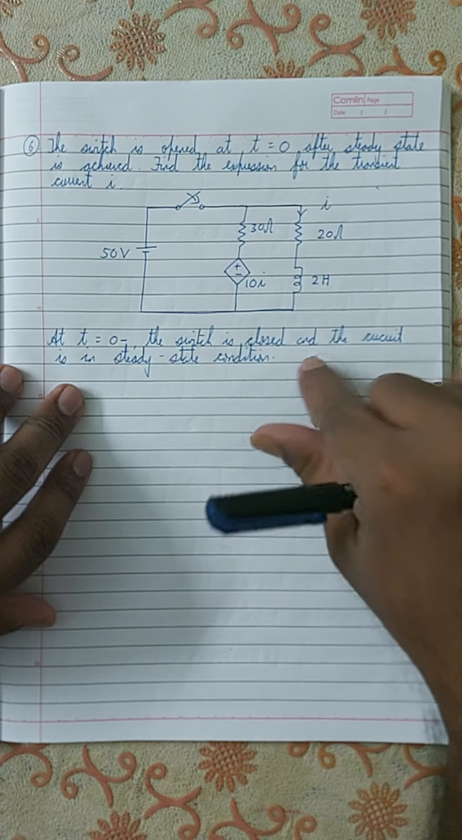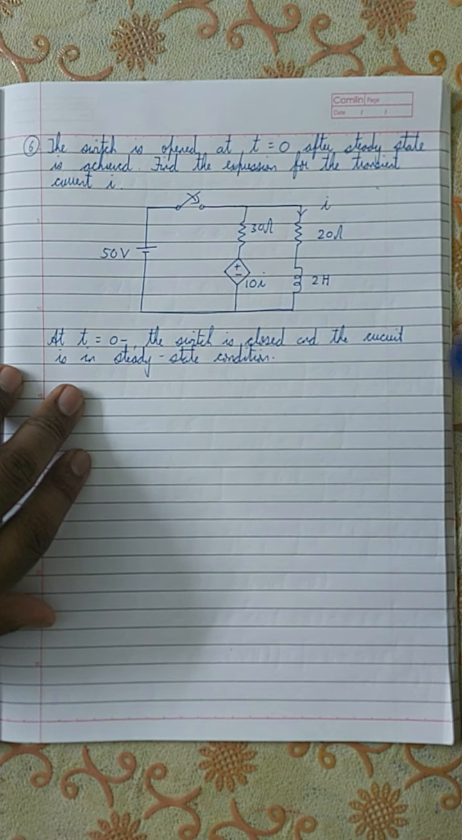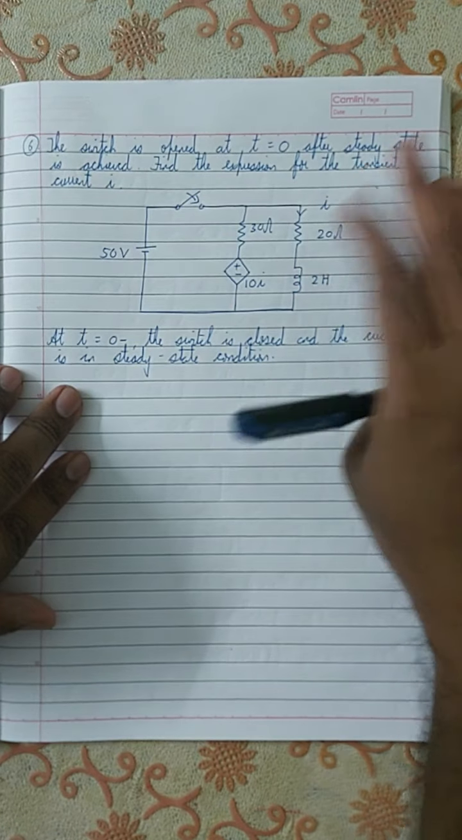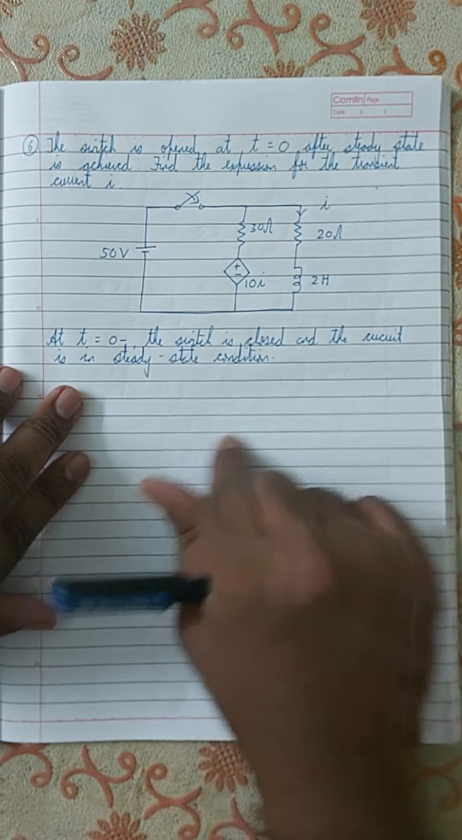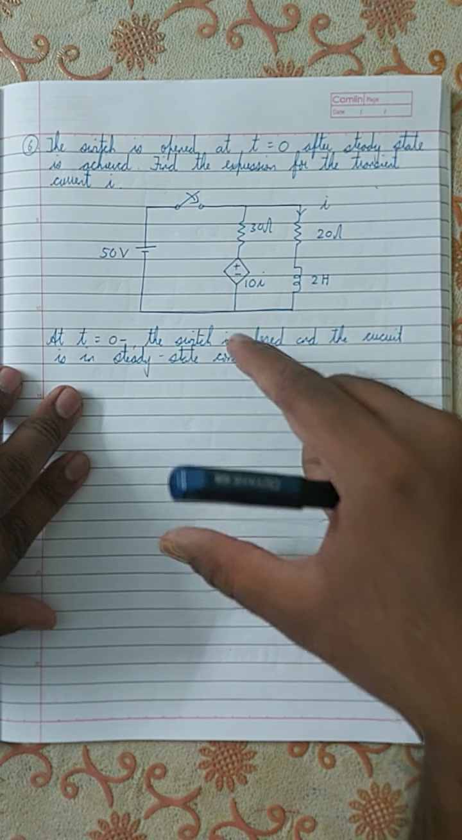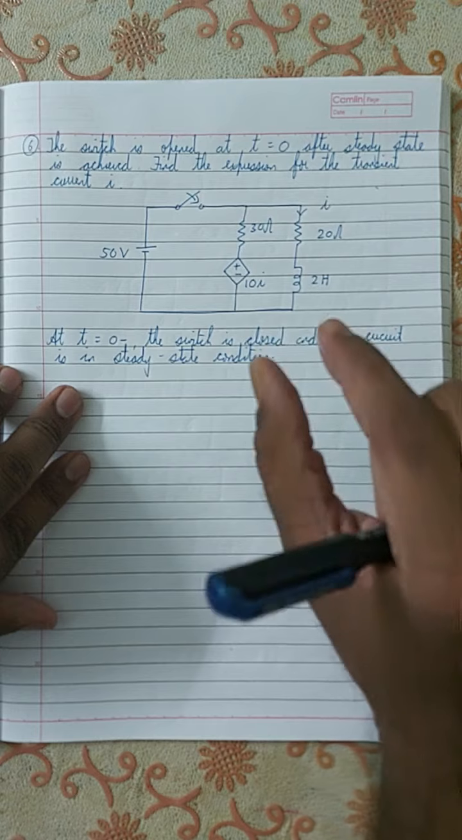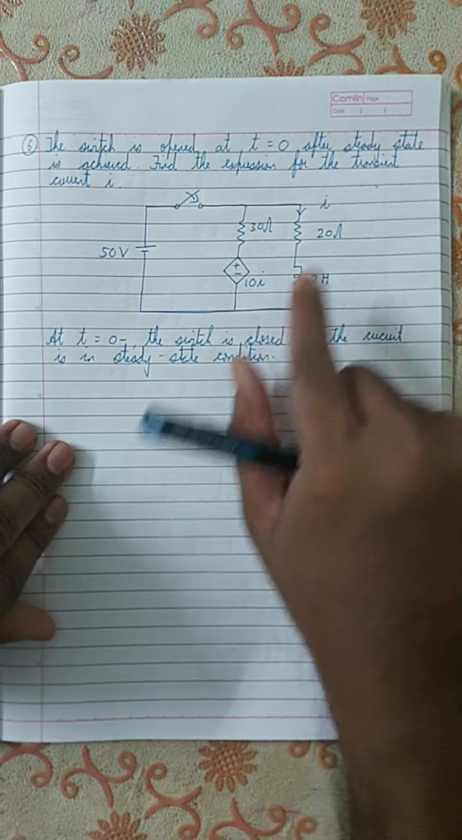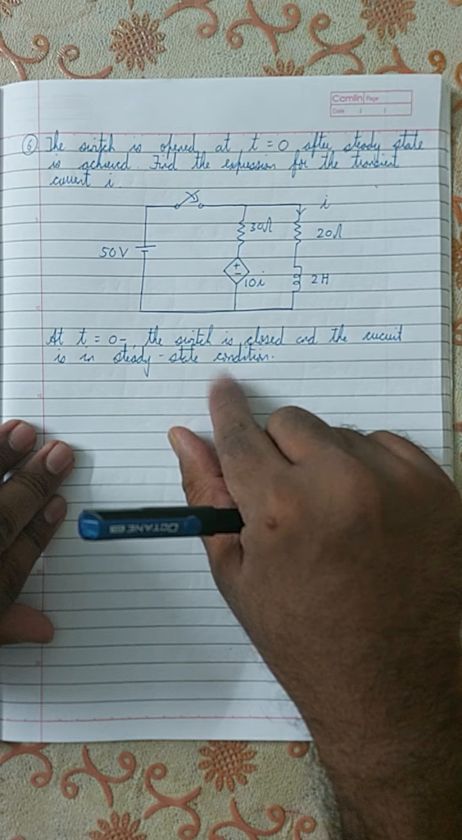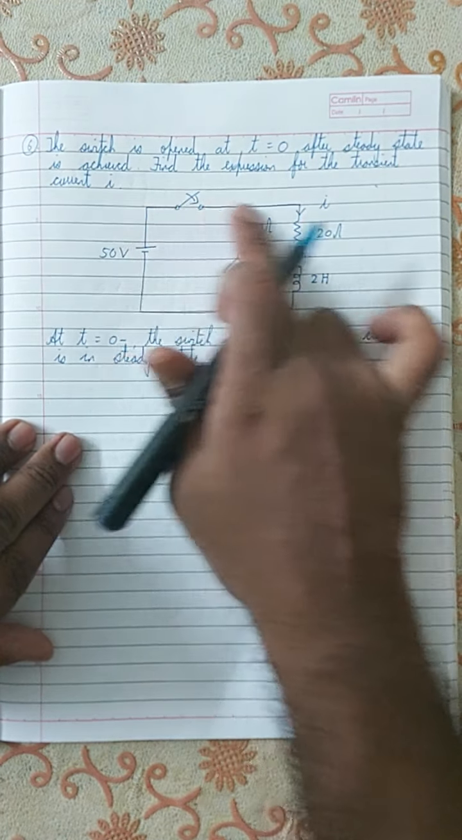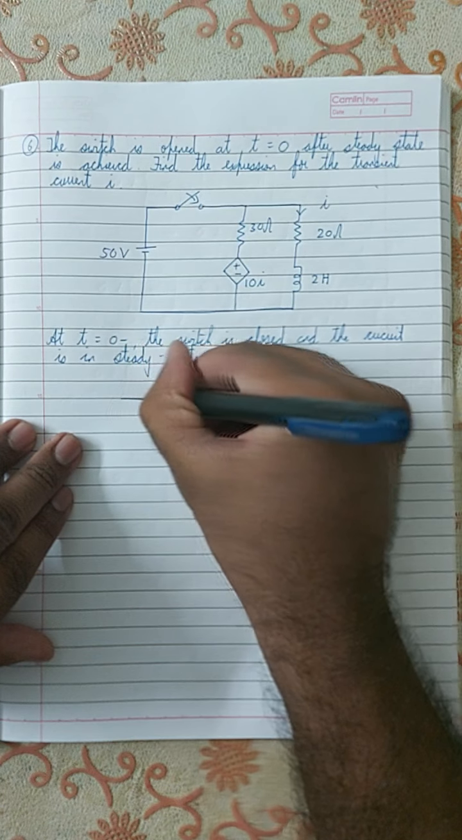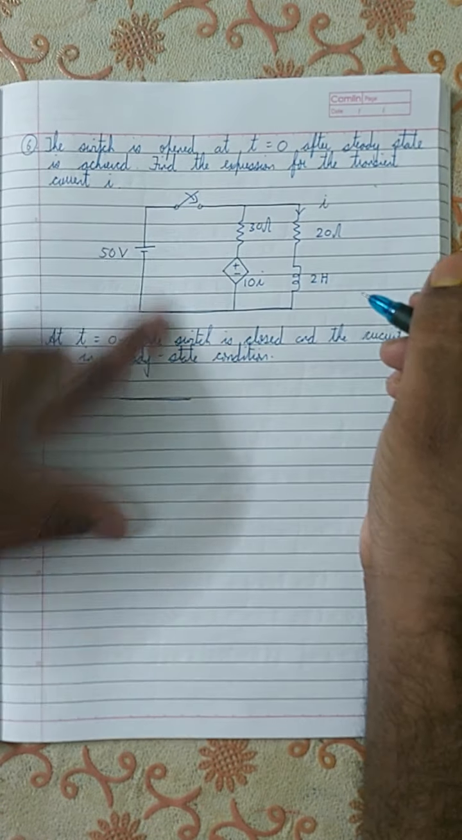You're doing this because you need to find the current through the inductor if there is an inductor, and the voltage across the capacitor if there is any capacitor. So here there is no capacitor, which means you need to find the current through the inductor. That's why we are doing this part of the problem. This part is used to find the initial value of the current or voltage across the elements. So here the switch is closed, right? If the switch is closed, then this 50 volt source is connected to the circuit.